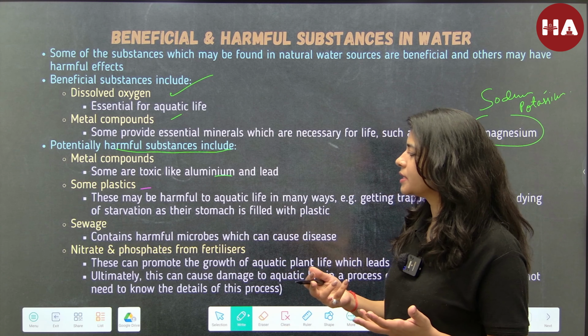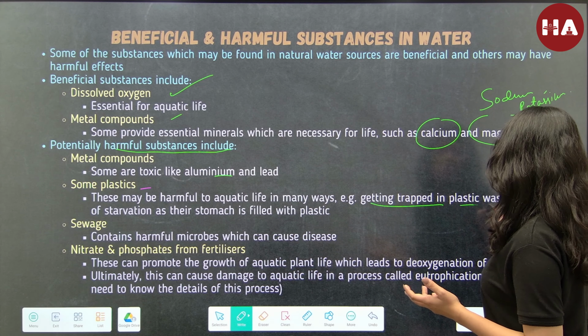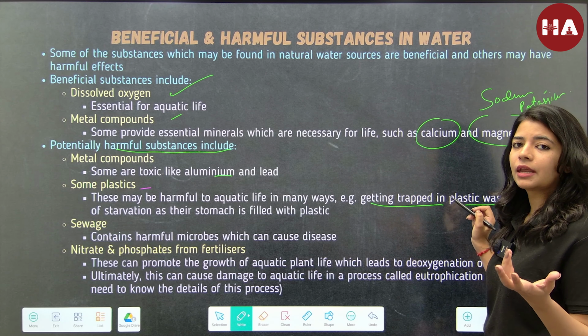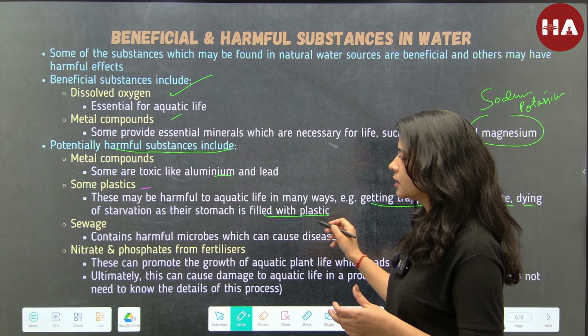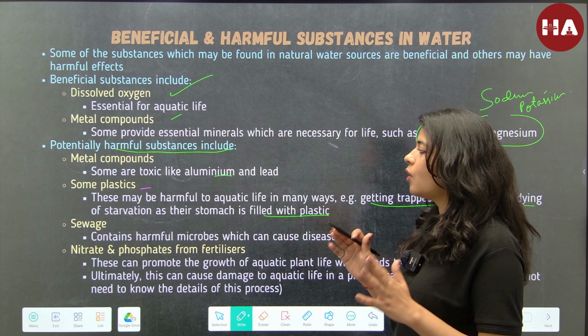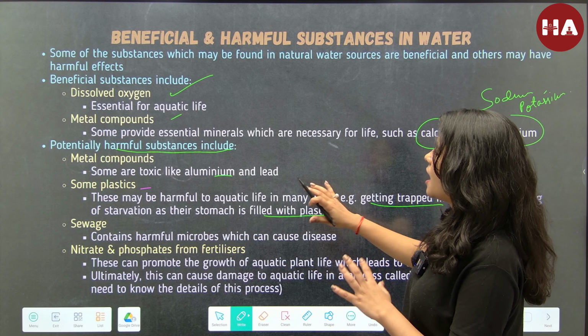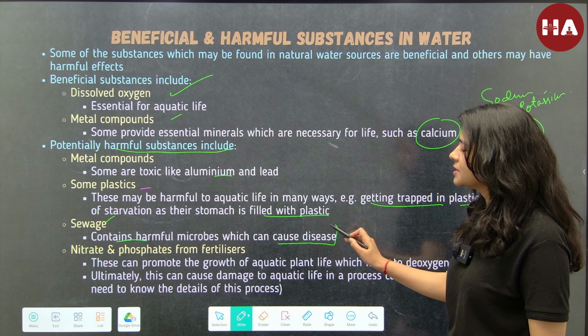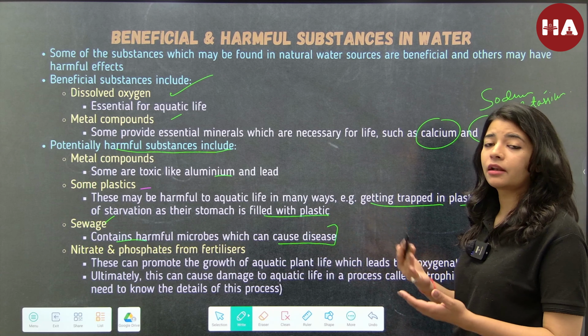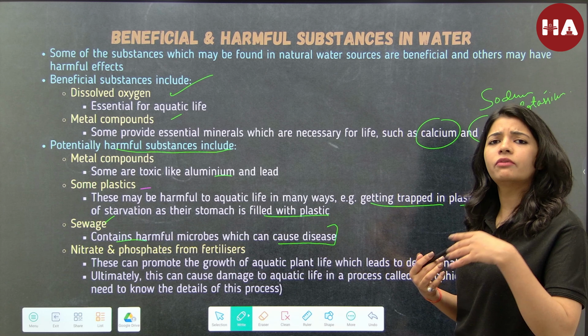Next are plastics. If plastics are present, animals can get trapped in plastic waste, dying of starvation as their stomach is filled with plastic. So it is not at all good. It is a harmful substance. Next is sewage, which contains harmful microbes that can cause diseases. Then nitrates and phosphates that are present because of the presence of fertilizers.